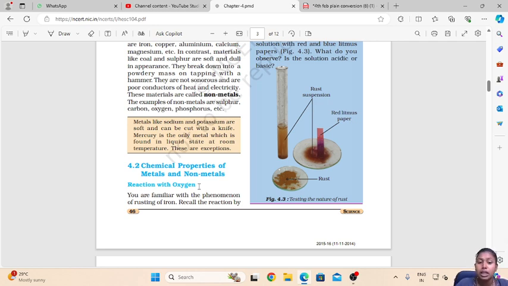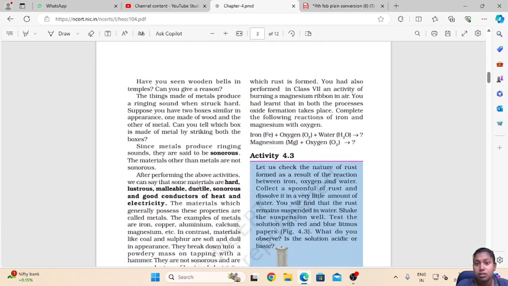So in your 7th standard, we have seen rusting of iron. So iron is a metal. You all are familiar with the rusting of iron. So how is the rust formed? When iron combines with oxygen and water, or we can simply say with moisture. Moisture has water and oxygen in it.